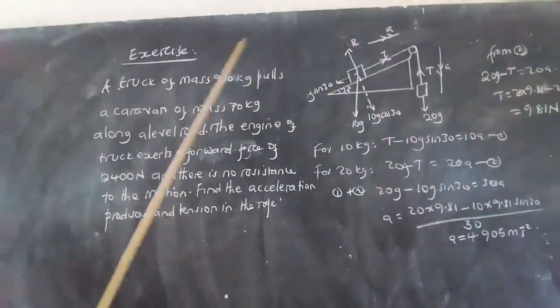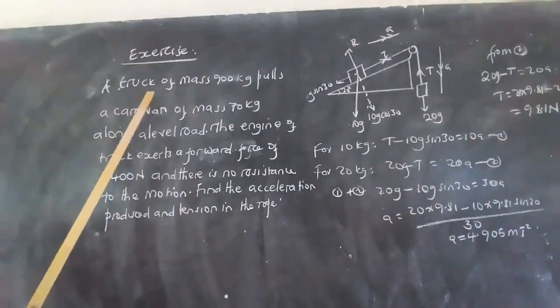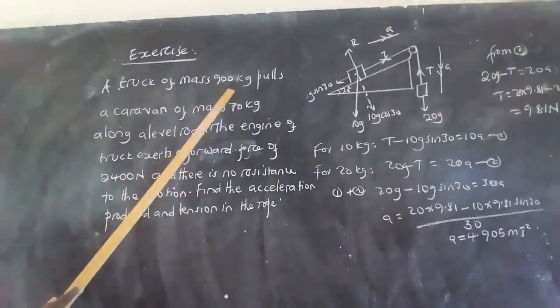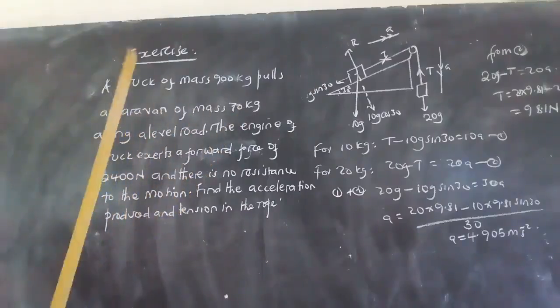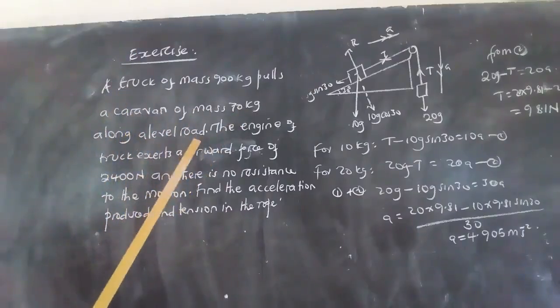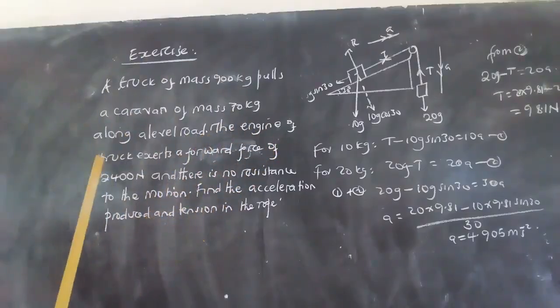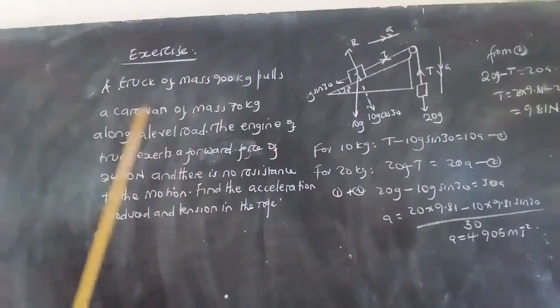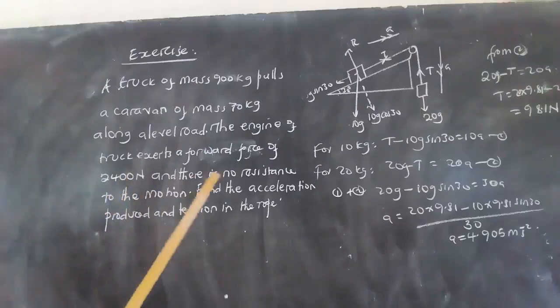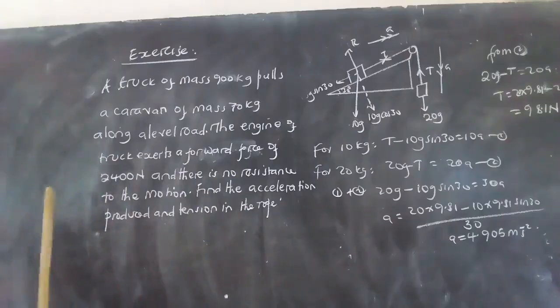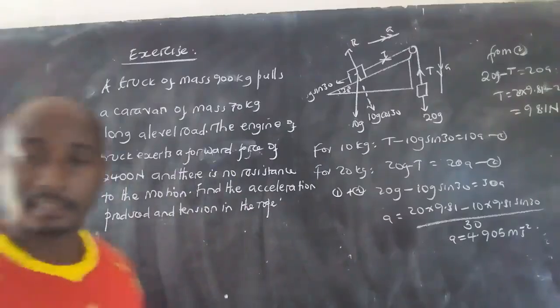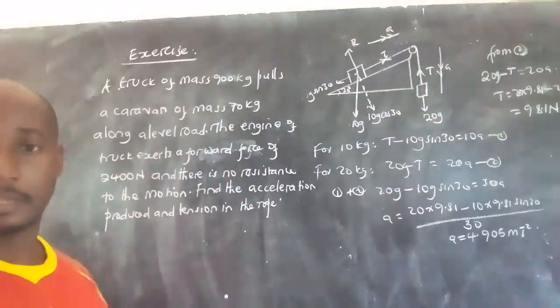So we have this exercise. A truck of mass 900 kilograms pulls a caravan of mass 70 kilograms along a level road. The engine of the truck exerts a forward force of 2,400 and there is no resistance to the motion. Find the acceleration produced and the tension in the rope. So that is the exercise that you can do.